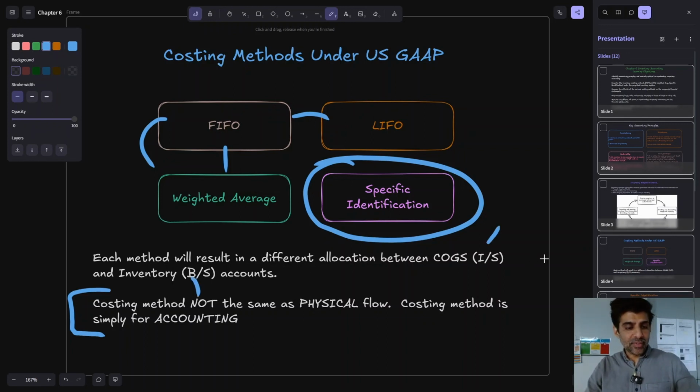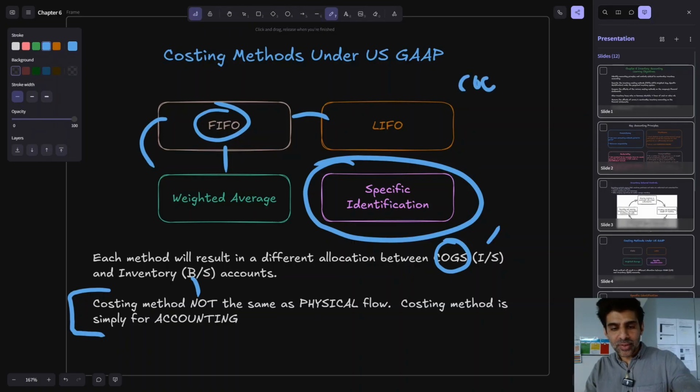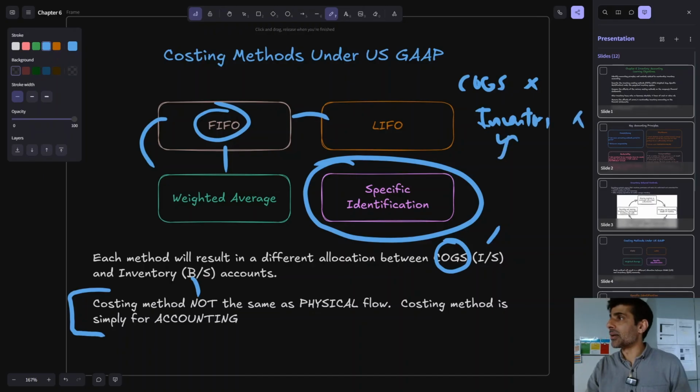So again, the choice of this is directly going to affect cost of goods sold, right? That's going to show up in your income statement. And if you remember, our journal entry is cost of goods sold debit, inventory credit, and inventory is a balance sheet account. So whatever we choose to calculate this, it's also going to affect inventory.